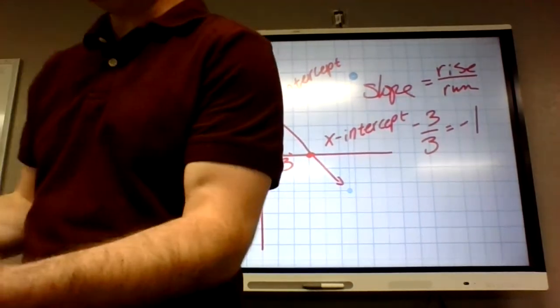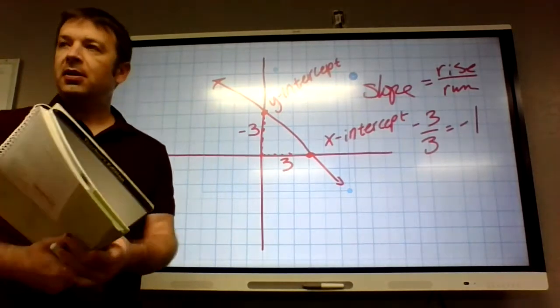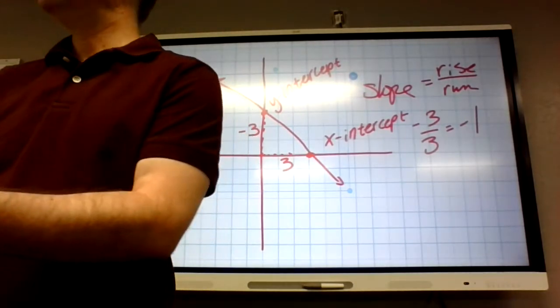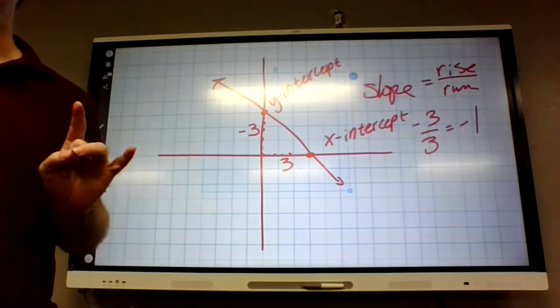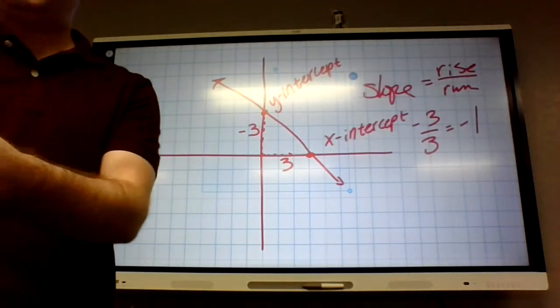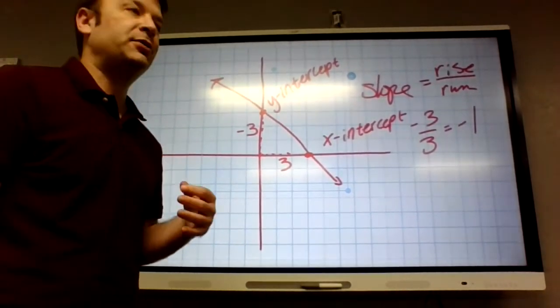Okay, on page 68, number 1. Oh, did I put the, yeah, I said the wrong number. Page 66, number 1. It says, find the x and y intercepts of each equation's graph. That doesn't mean we have to graph it.